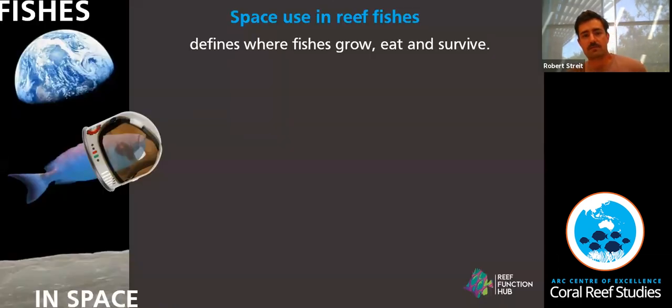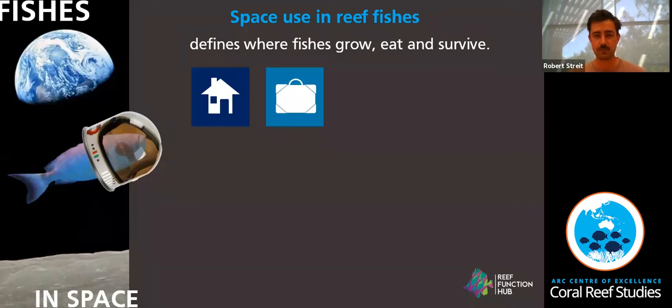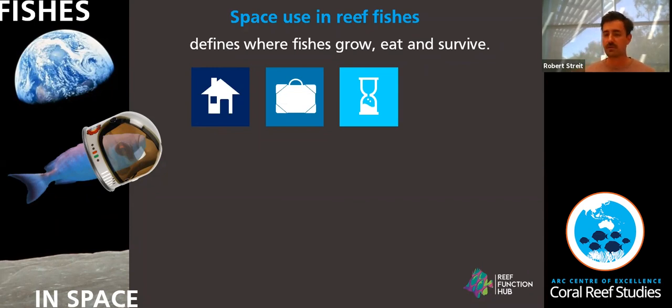So what have we learned about fishes in space? I think it's really interesting because it defines where fishes grow, eat, and survive. And if we care about fish on reefs, we should think about where they do all these things. So we've learned that home ranges exist and fishes have small and stable areas where they live. We've also learned that fishes can move and cover certain distances and have that potential of connecting habitats of different quality. We've also learned in temporal connectivity that fish communities can be really sticky and not really move much, but they have their home and they stick to it.